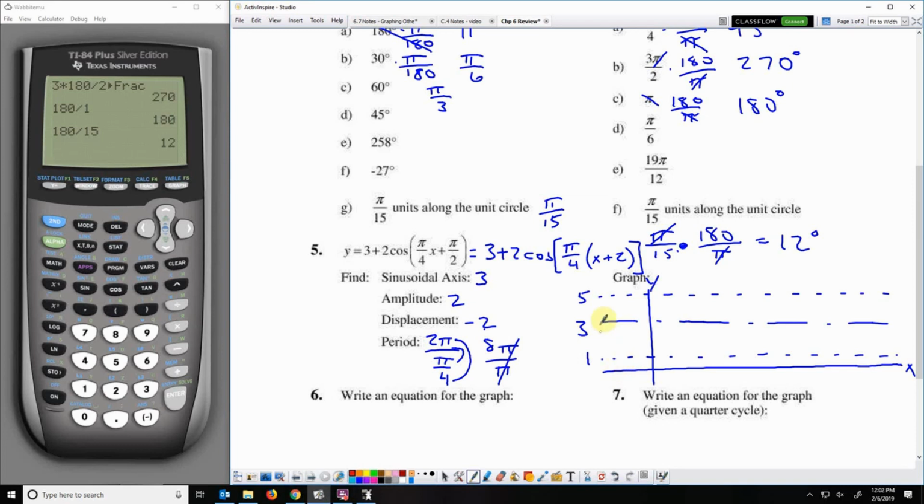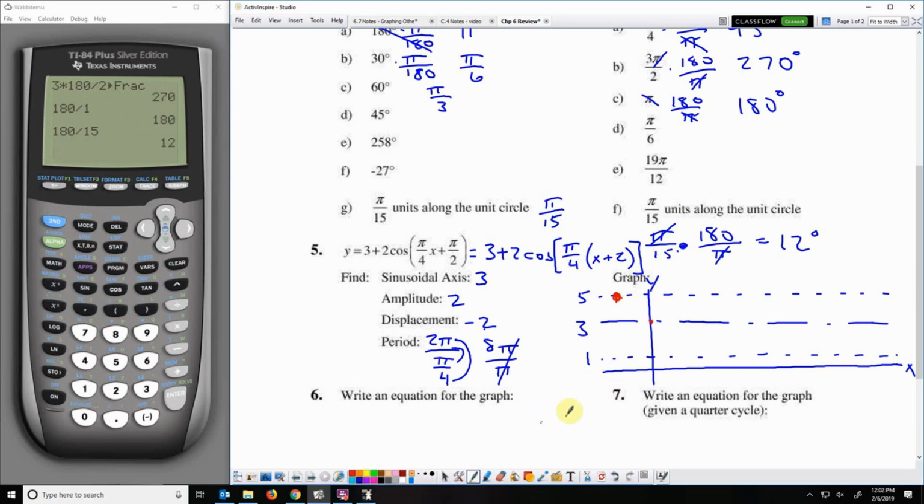Okay, it is positive cosine, which means I'm going to start at the top. So it's going to go down and up, and that'll be 1 cycle. I want to put 2 cycles on here. The period is 8, which means since I'm 2 to the left, I'm going to cross right there. That's 1/4 of a cycle, and 1/4 of 8 is 2.